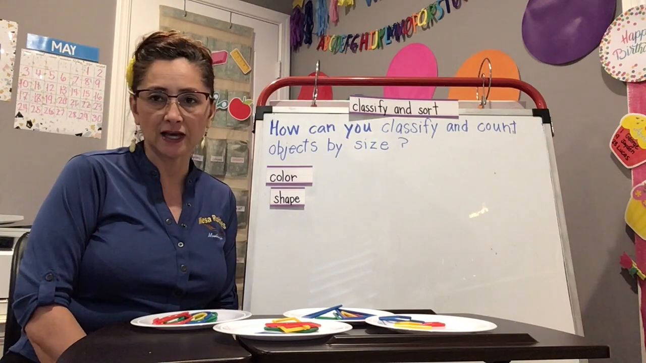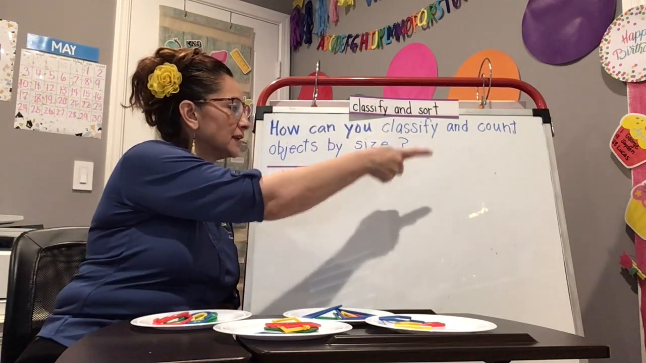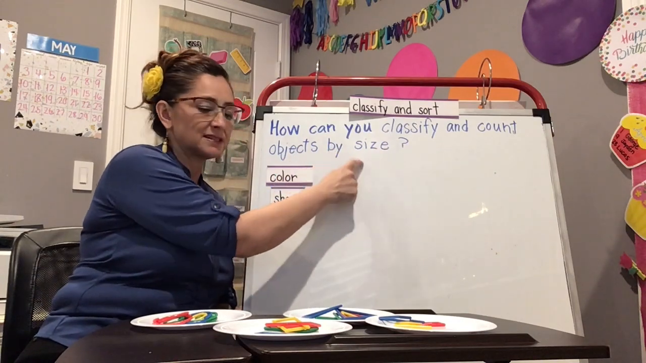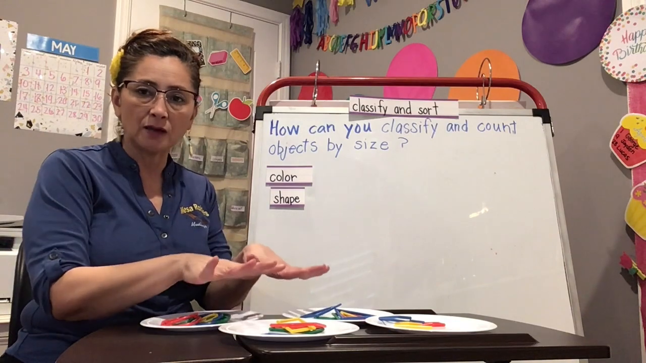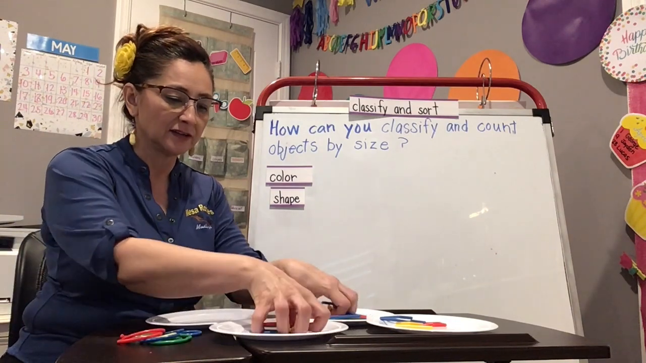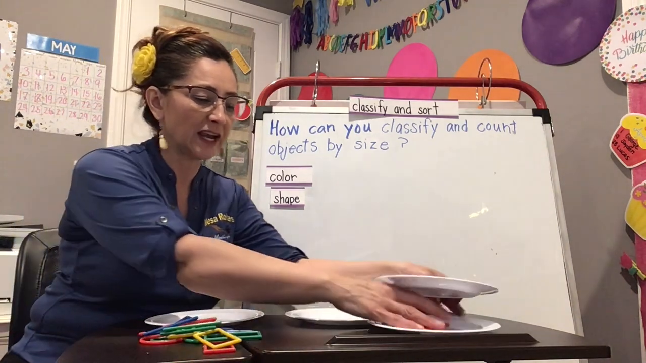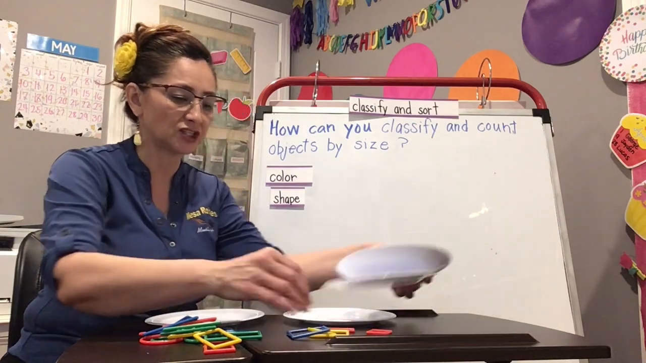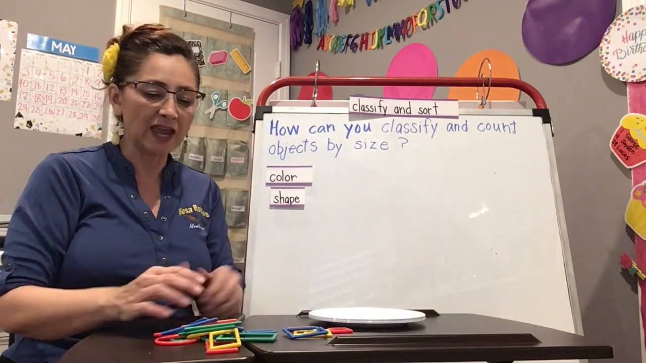So let's take a look at our essential question. How can you classify and count objects by size? So the last time we were together, we sorted by shapes. So I'm going to remove these shapes again, okay? And this time, we're going to take a look at our shapes, and we're going to make a decision as to what kind of shapes we have.